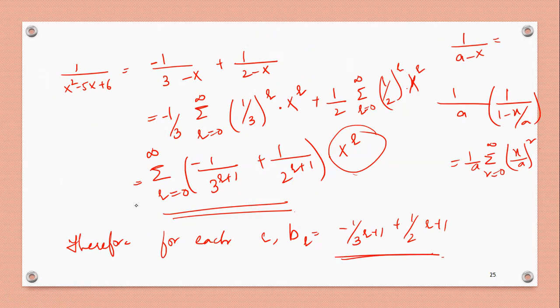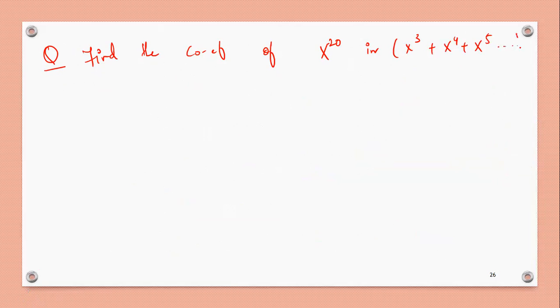Okay. So now similarly, you can do various other kinds of problems which will be given in the exercise. Now the next important type of question that you usually get is: find the coefficient of x power 20 in x cube plus x power 4 plus x power 5 and so on up to infinity, whole power 5. Now we have to find the coefficient of x power 20.